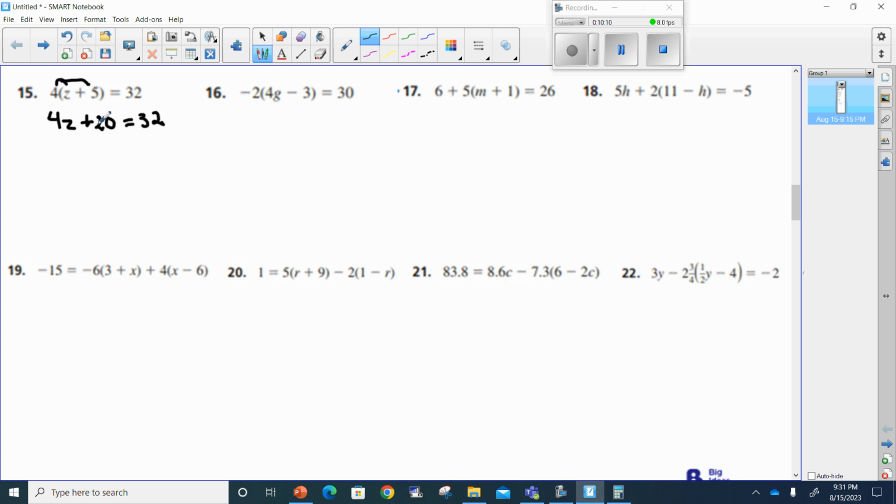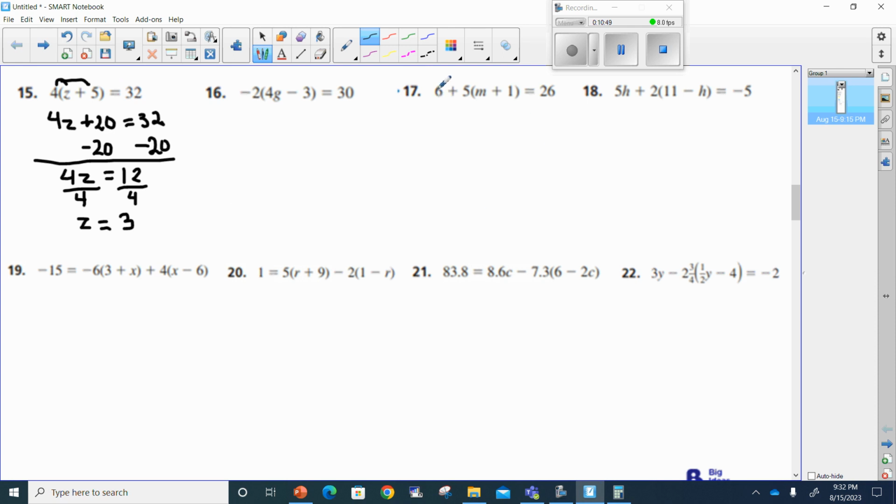Now we combine like terms. 20 and 32 are both numbers, so we will combine them. I'm going to subtract 20 from this side to get rid of it, so we can start isolating z. That's going to leave me with 4z equals 12. Now I have to divide by 4 so I can get z by itself. Whatever I divide from one side, I do the other, and 12 divided by 4 is 3. All right, that makes sense because 3 plus 5 is 8, and 8 times 4 is 32.